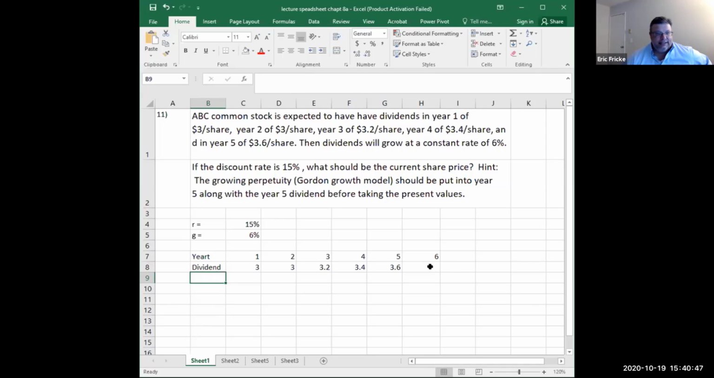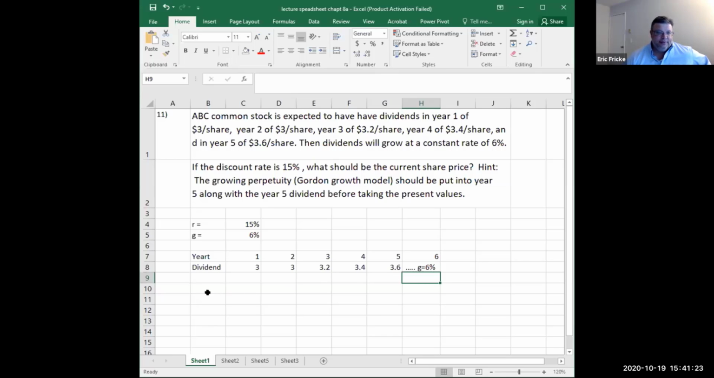Then out here in year 6 and onward, it's going to grow every year by 6%. So that's how we could look at it from that standpoint. The dividends keep going on. It's just that instead of giving us each one, we're told what the growth rate is. So there are two ways of looking at this.